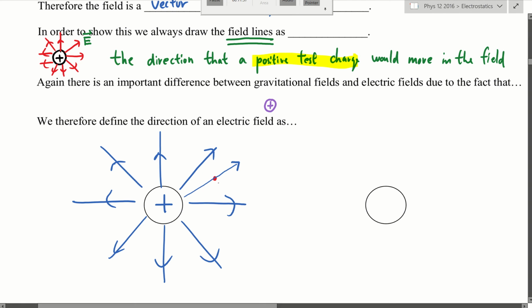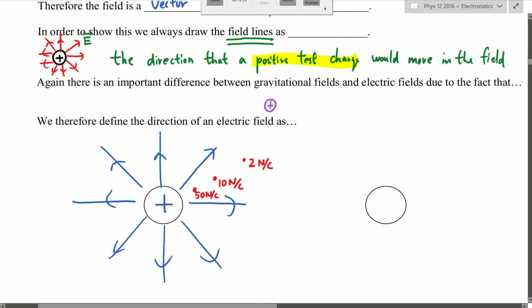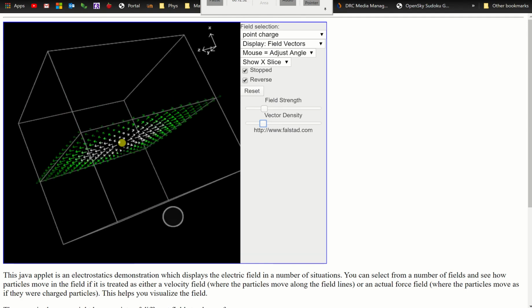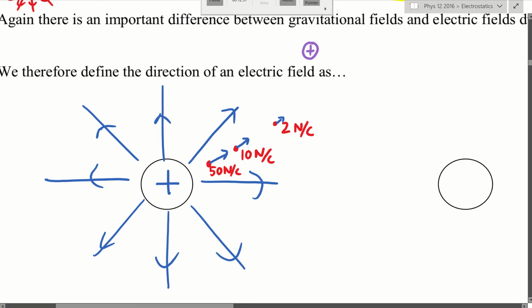So how strong is that? I don't know. Maybe in here it's going to be 10 Newton per Coulomb, but in here it's closer. The closer, the stronger it is, right? Maybe it's 50 Newton per Coulomb. So the further away you are, the weaker the electric field would be. So maybe only 2 Newton per Coulomb. But at those 3 locations, the more realistic picture should be something like this. Like strong, weaker, very weak. Like that. So the further away you are from it, the weaker it becomes. Actually, the electric field is like that.